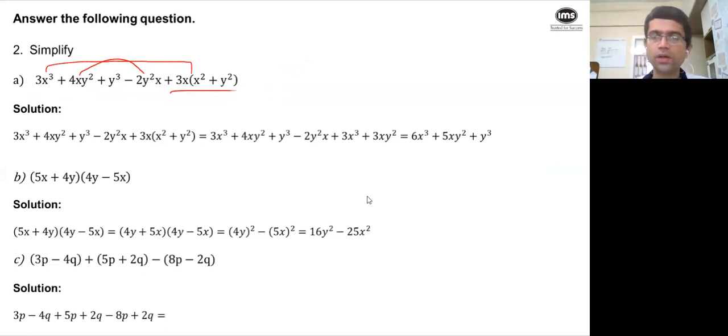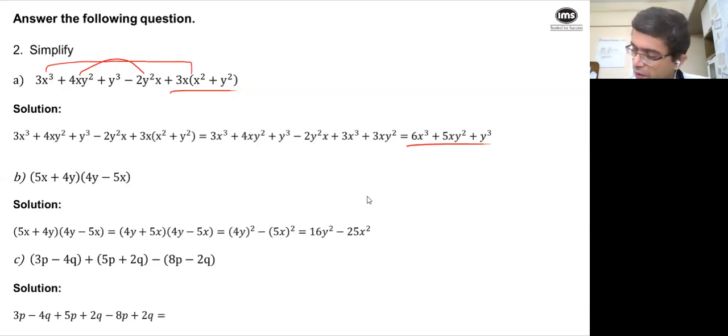So 3x cube and 3x cube also have the same variable part, right? Similarly, y cube can't be combined with anything else. So on simplification, what you will get is 6x cube plus 5xy square plus xy plus y cube. Very, very self-explanatory. I'm not spending much time on it. You can go through the solution and check the answers if you have attempted these questions earlier.